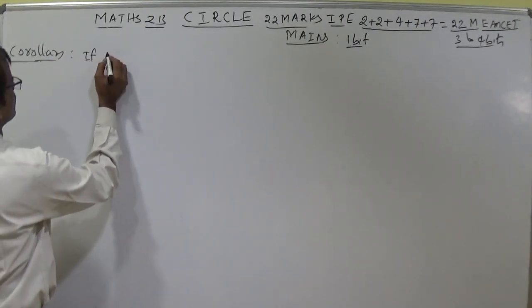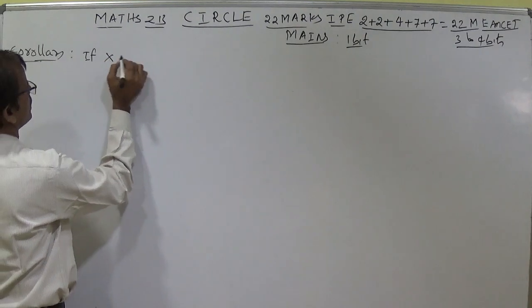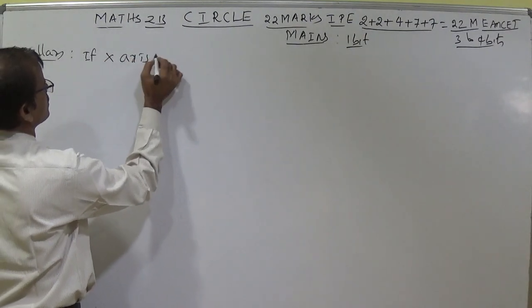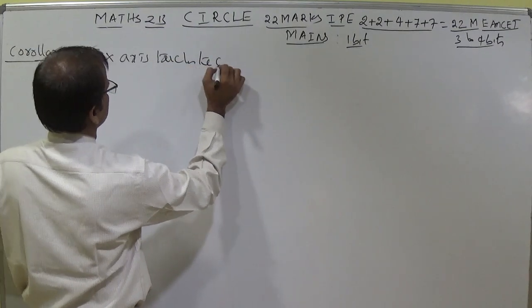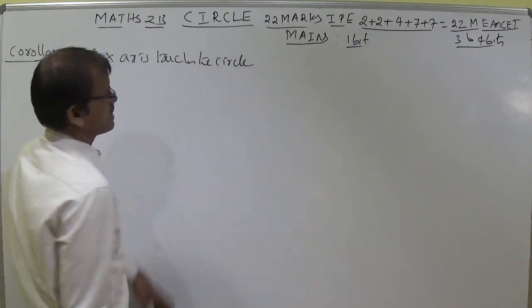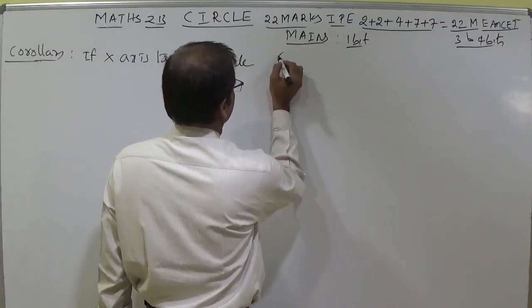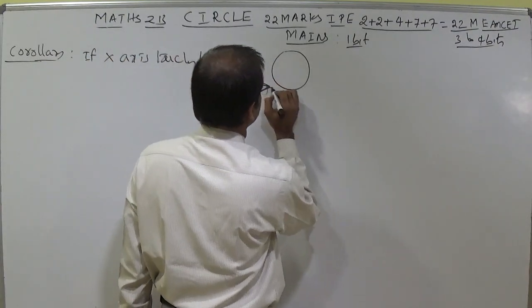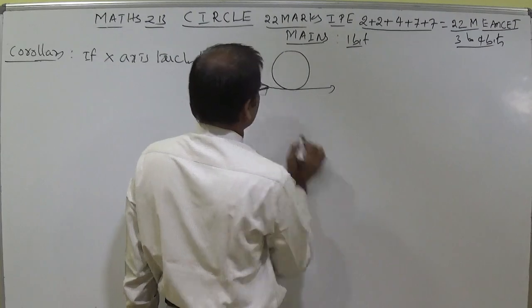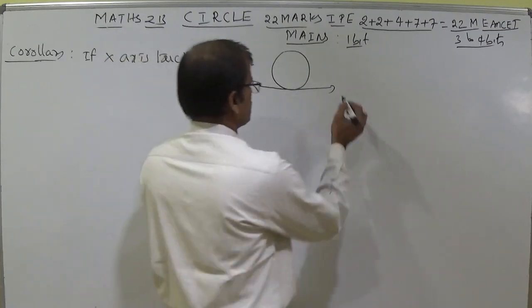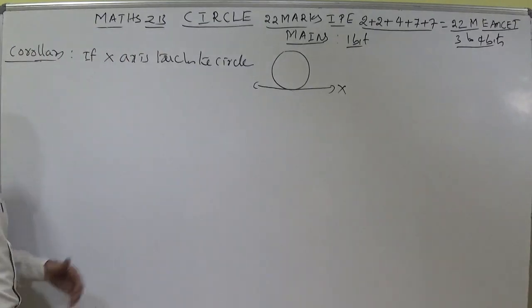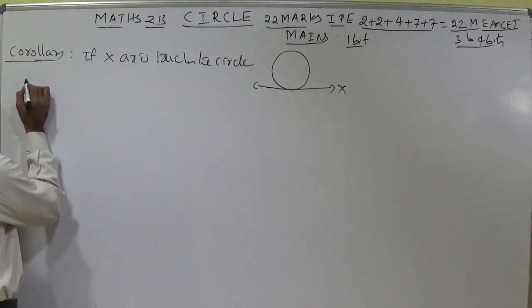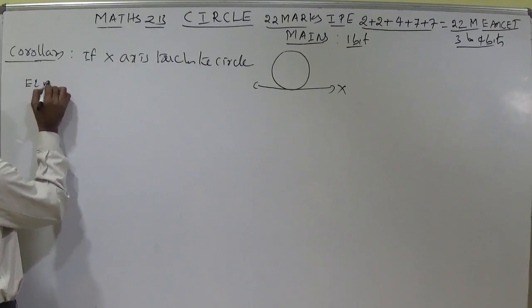If x-axis touches the circle, this is an important condition for the objective also. This is the x-axis. If the x-axis touches the circle, I am now proving the condition. Write the equation of the circle now.